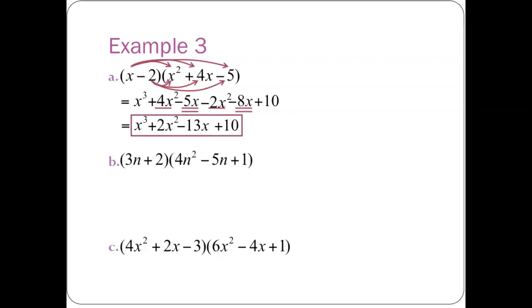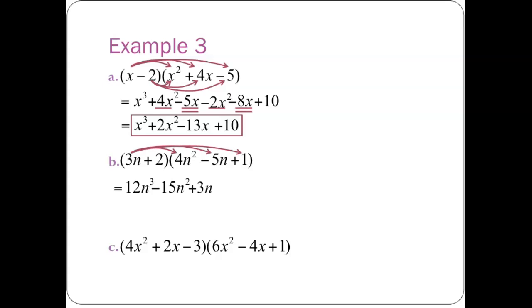All right, the next one, we'll distribute the 3n. So we have 3n times 4n squared, which is 12n to the third. 3n times negative 5n, that is negative 15n squared. 3n times 1, that's positive 3n.